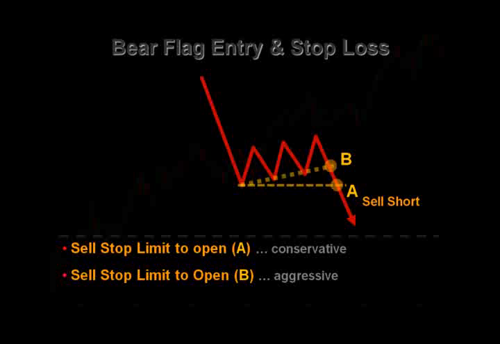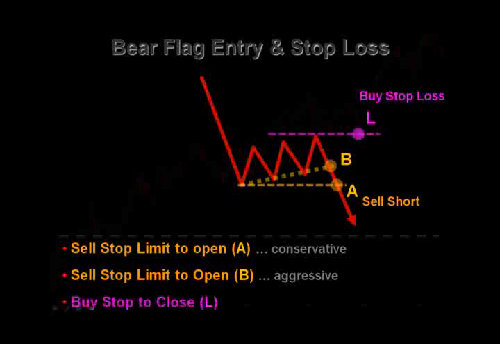Now, sometimes that will be the same as A, and sometimes if that flag has drifted up, then it'll be a little bit above A. So B is more aggressive, A is more conservative. We place our stop loss above the entire pattern, so right here, just a little bit above the consolidation, and that is our buy stop loss at that point, because we sold short. To reverse the trade or to close it, we would have to buy back what we've sold.